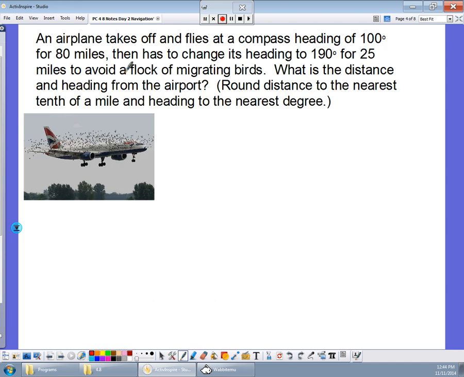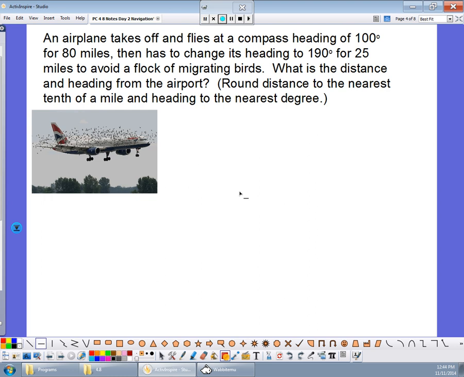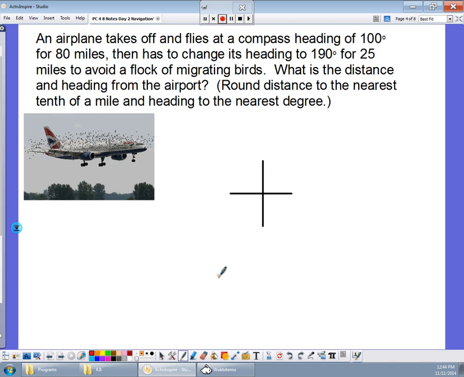Alright, so we can look at our first example. An airplane takes off and flies at a compass heading of 100 degrees for 80 miles. I'm going to put in a little diagram so that I can see what's going on. I'm just going to put an axis to reference, and it's going at a heading of 100. Remember, this is 0 now, this is going to be 90. So a bearing of 100 is going to be right there. This here is 100 degrees.